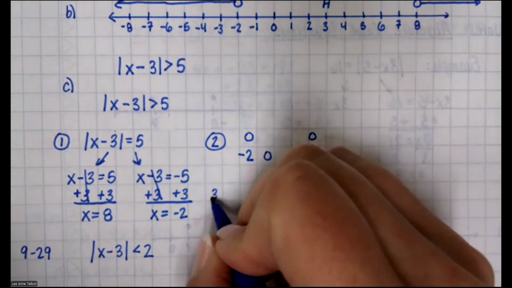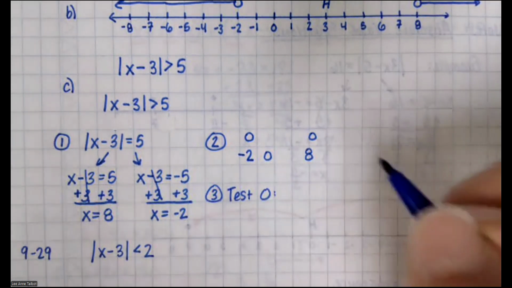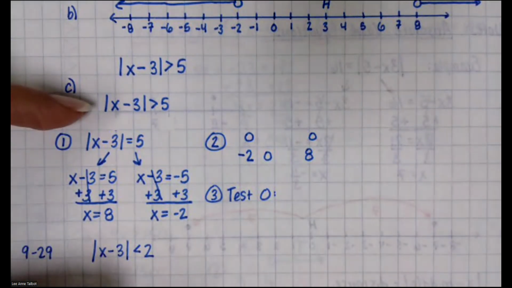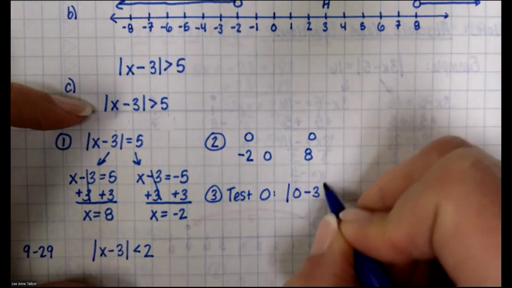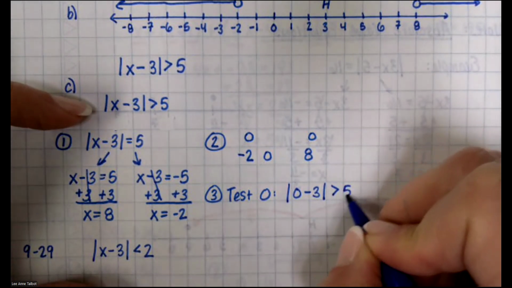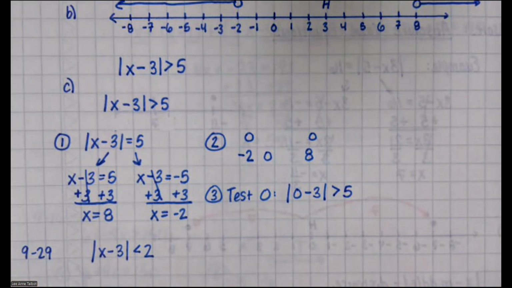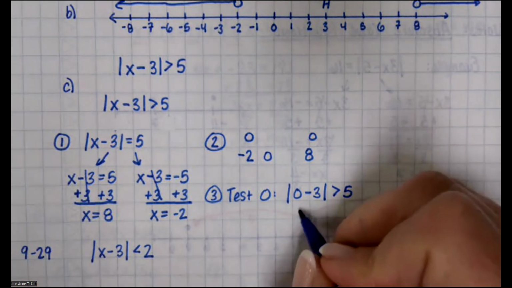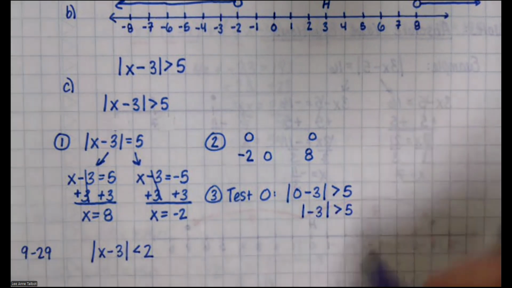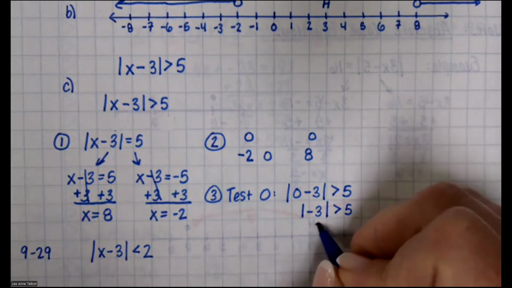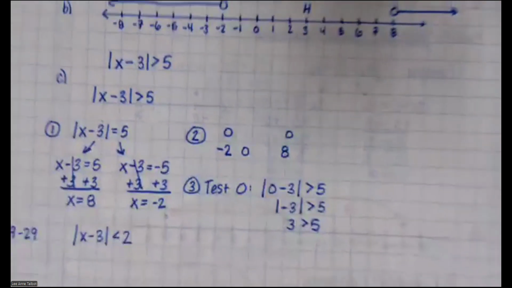Okay, step 3, test 0. And I'm going to test 0 in the original problem, just like I was doing before. 0 minus 3, absolute value of -3, is greater than 5. False.